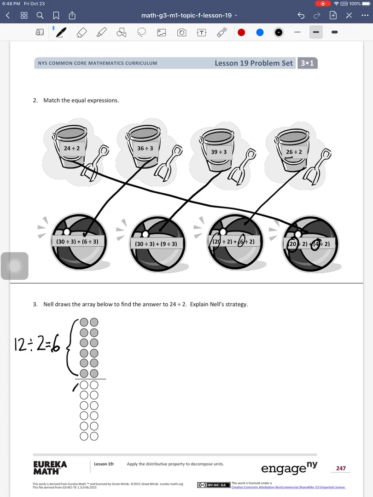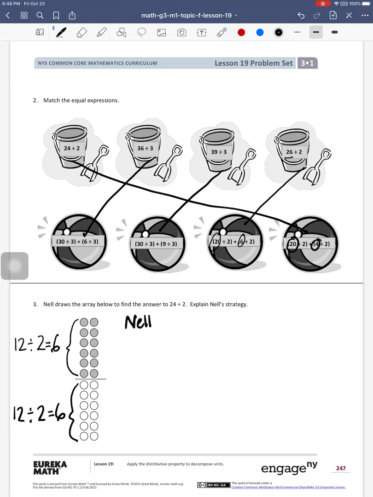So now let's look at this bottom one. How many circles do we have? Right, we have 12. And how many are in each row? Right, 2. And how many rows do we have? 6. Oh, it's the same. So let's explain Nell's strategy.